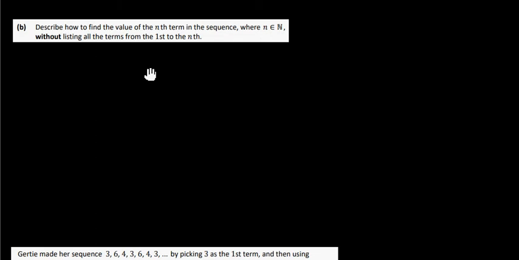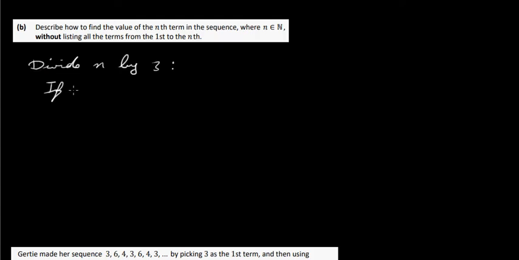Describe how to find the value of the nth term in a sequence where n is an element of the natural numbers, without listing the terms from 1 up to the nth term. Okay, so what did we do? I'm just going to describe what we did in part A there. So you're going to take n and divide it by 3. So after that you need to look at the remainders.